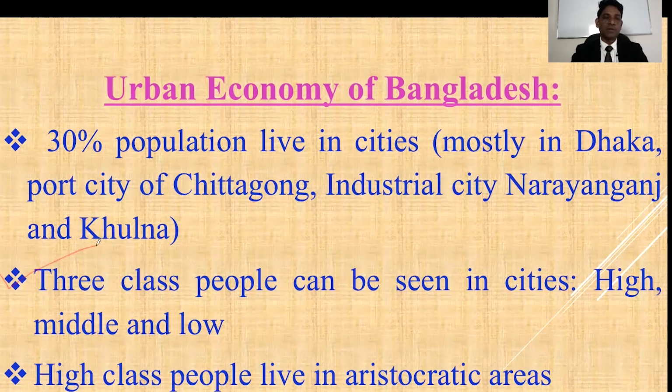And the second point you can see here, three classes of people can be seen in cities. What are they? High, middle and low class people. And the last point, here you can see high class people live in aristocratic areas.